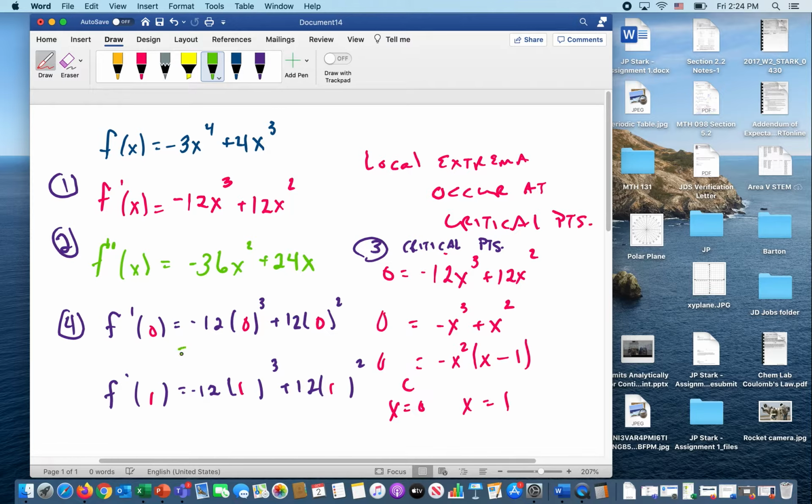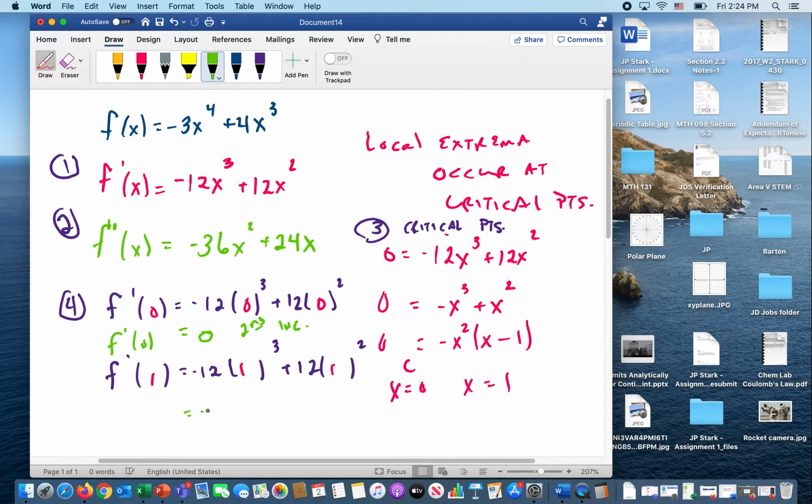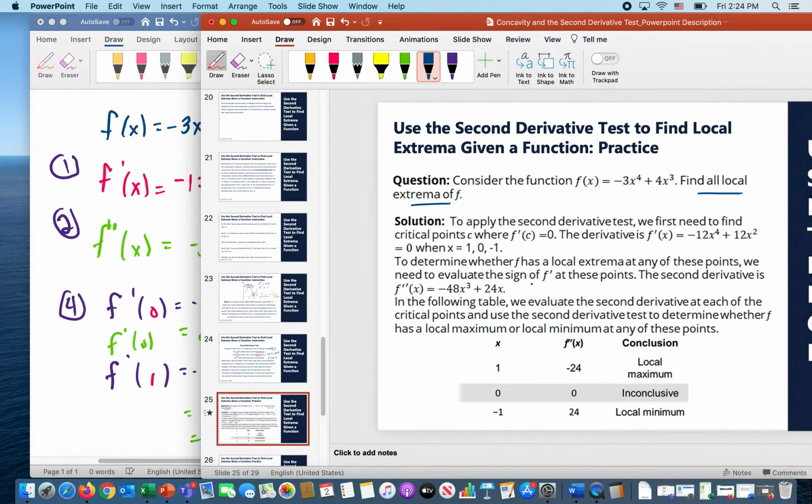Okay, so 0 to the third is 0, right? 0 to the second is 0. So if we combine all this, f prime of 0 equals 0. So here the second derivative test is inconclusive. Same thing down here, negative 12 plus 12, we get 0. So we see that our second derivative test is inconclusive.